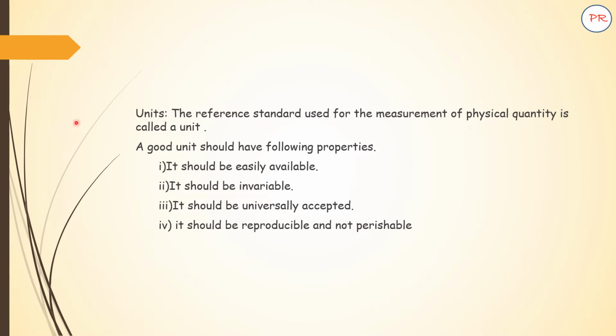So we have to understand what we mean by unit. Unit is nothing but a reference standard which is used for the measurement of a physical quantity. Now a good unit should possess certain properties. The first one, it should be easily available. It should be invariable, that means it should not change from place to place, and it should be universally accepted, meaning throughout the world it must remain the same. It should be reproducible and not perishable. These are the properties which are required for a good unit.